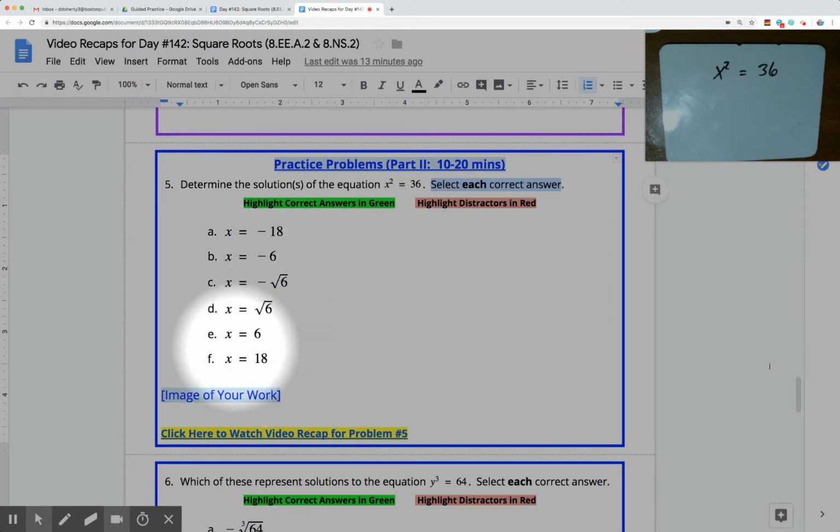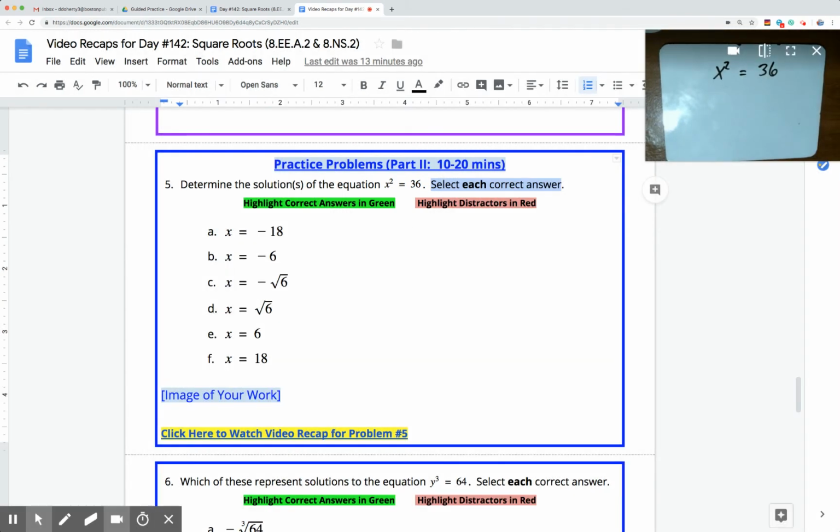One method you could have used probably is inspection, or thinking about plugging these answers in. You could probably work through which answers actually work in this equation. I'm going to go ahead and show solving this a different way, using inverse operations to solve this equation for x. I'm going to show you that on my whiteboard.